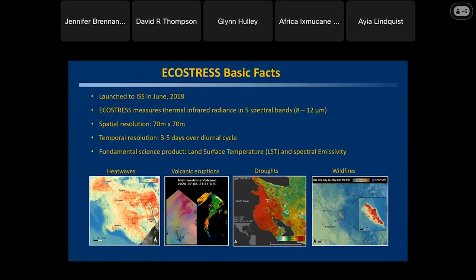So as you've seen probably from previous presentations today, ECOSTRESS measures the thermal infrared in 5 spectral bands at a 70-meter spatial resolution. The temporal resolution is variable because it depends on the exact precessing orbit of the ISS, but in general, it's about 3 to 5 days over the US with a higher repeat cycle as you get closer to the more northern latitudes around 40 to 50 degrees. As I said, the 2 fundamental science products here are the land surface temperature and spectral emissivity, and these are used in a wide-ranging different earth science and applications, which I will go over the next couple of slides.